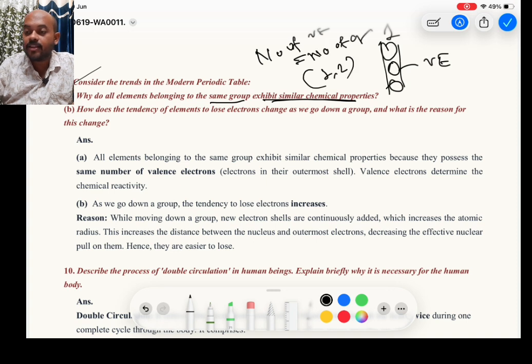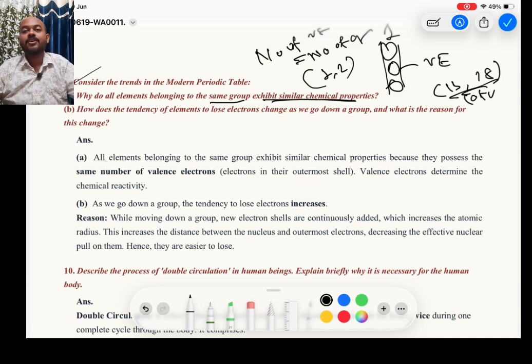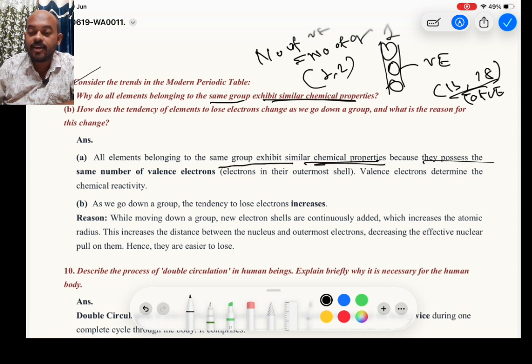From 13 to 18, I have already told you, you have to do 10 plus valence electrons in order to get the group number. Okay, so the elements belonging to the same group exhibit similar chemical properties because they possess the same number of valence electrons. Electrons in the outermost shell, valence electrons, determine the chemical reactivity.